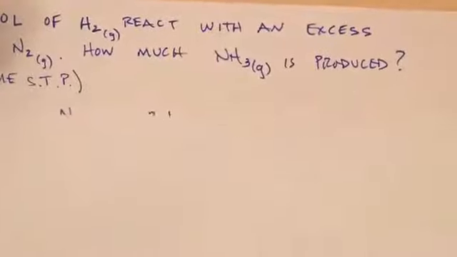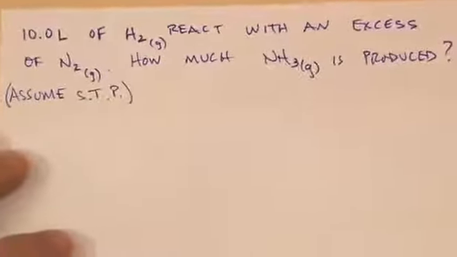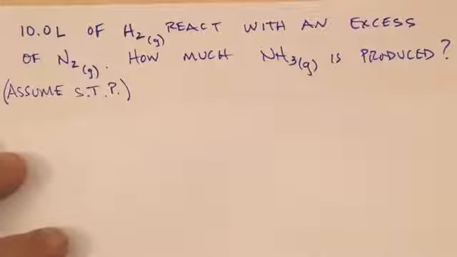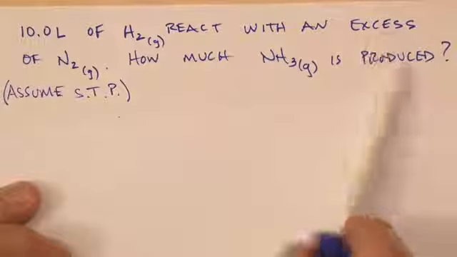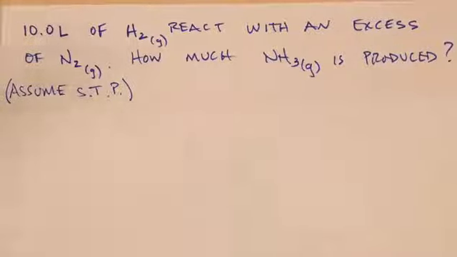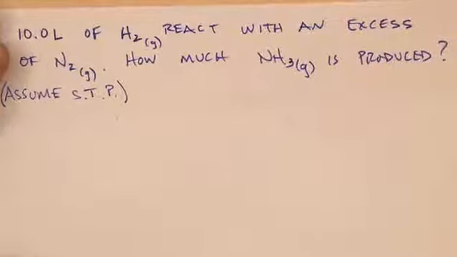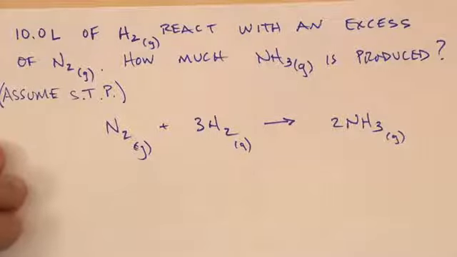Next miscellaneous item is taking a look at gas-gas stoichiometry problems, where we start with a gas and we also end with an amount of gas. In this problem, we're told that we have 10 liters of hydrogen and it reacts with an excess of nitrogen. How much NH3 is produced? And we'll assume it's at STP, even though this really doesn't happen at STP that much. The balanced chemical equation: N2 plus 3H2 goes to 2NH3.